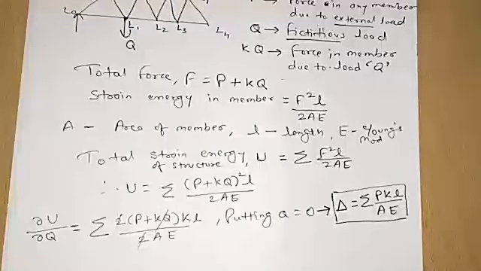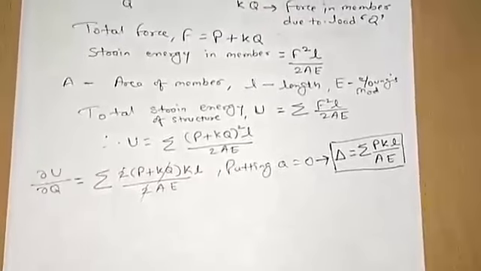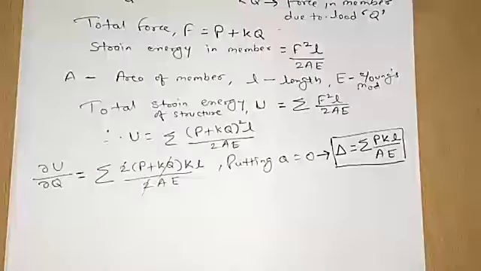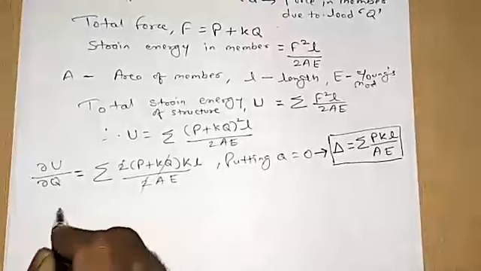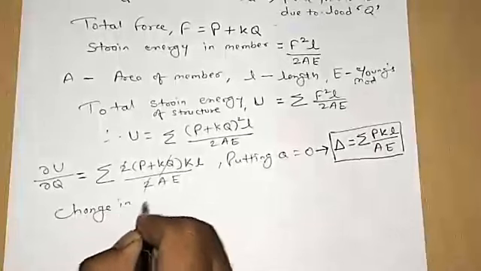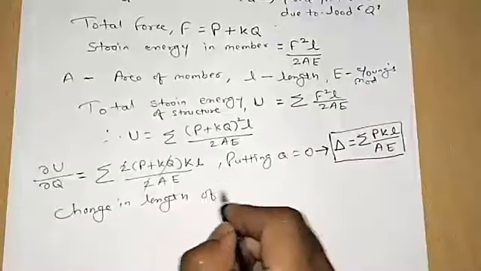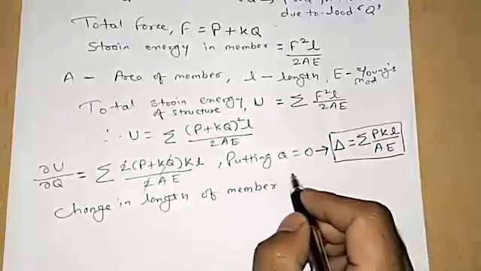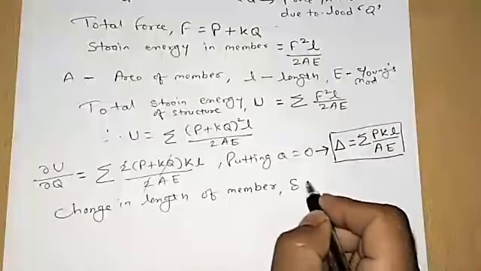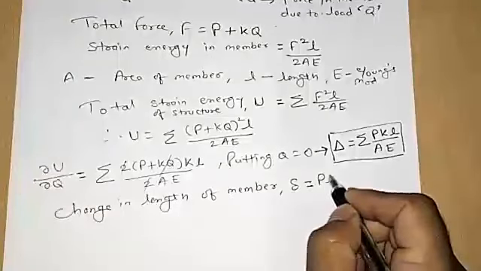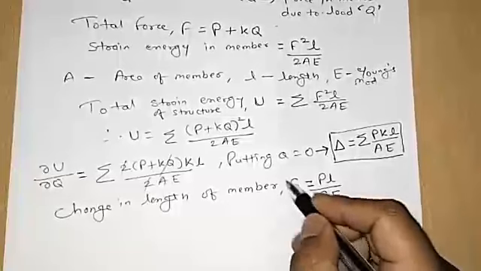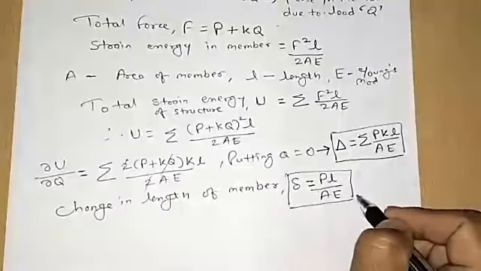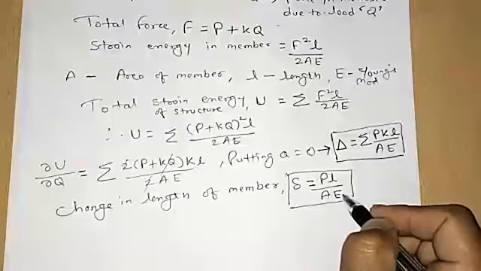I suppose you might have written all these things and you got this concept of delta. You know that if we consider the change in the length of the member, that is delta, and that is equal to PL upon AE. So that's the formula for change in the length of the member, PL upon AE.